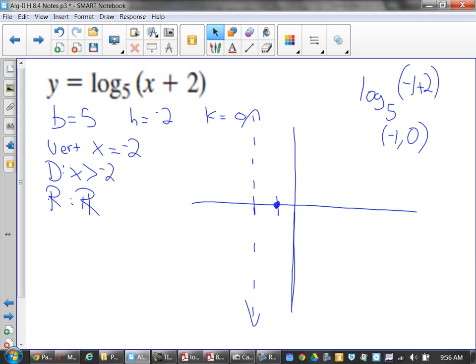Everybody see what the next point's going to be? 3. The reason the next one is 3, I want it to be the log base 5 of 5. So when I use log base 5 of 3 plus 2, that gives me log base 5 of 5, which is 1. So at 3, it's at 1, and it's doing this. So my 2 ordered pairs were at -1 and 0, and 3 and 1.